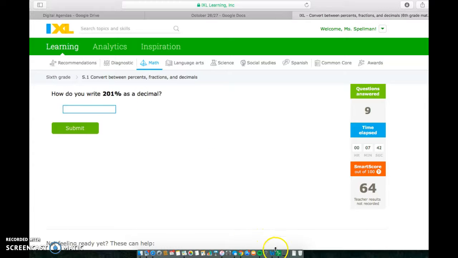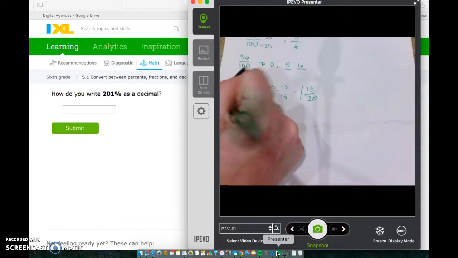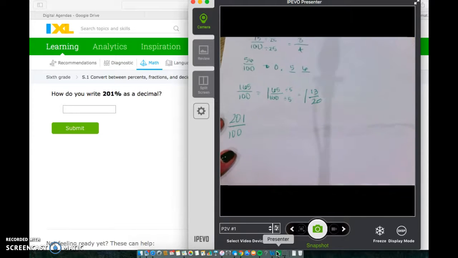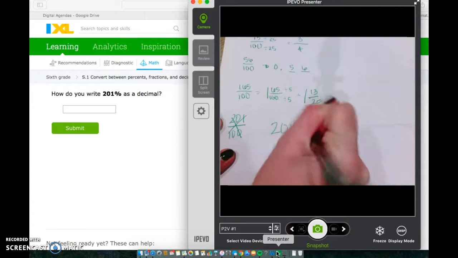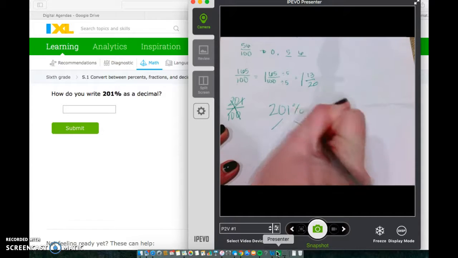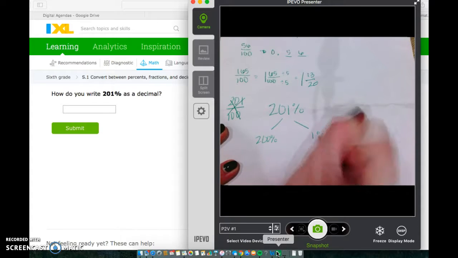201% as a decimal. 201%, once again, I know it is out of 100. 201 out of 100. Actually, another way we could do this, 201%: let's break this up into hundreds and anything less than 100. So I know that this is made up of 200% and 1%. 200 plus 1 brings me back to 201%.